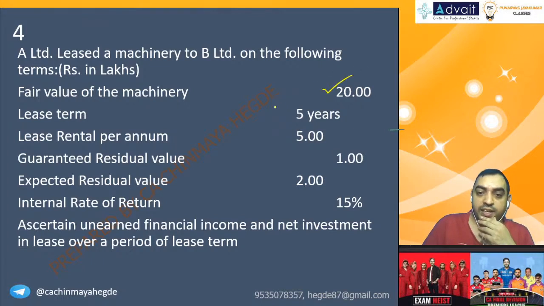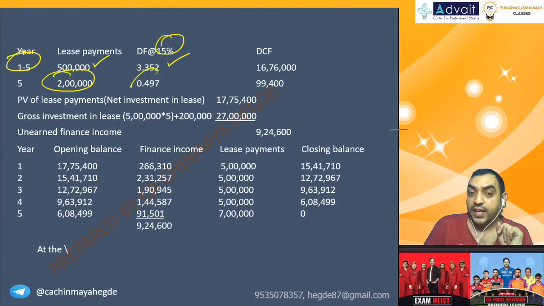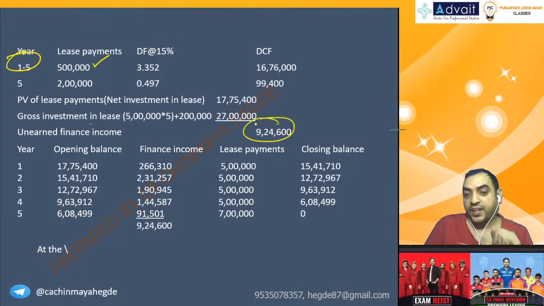Fair value of the machinery 20 lakh, lease term 5 years, lease rental 5, guaranteed residual value 1 lakh, expected residual value 2 lakh, internal rate of return 15%. So annually 5 lakh, for 1 to 5 years, discounting rate 3.352. Last year, not guaranteed and guaranteed, total residual value 2 lakh, last year discounting factor you get, and sum it up. Sum of these two you get 17.75 lakh, and gross investment in lease 27 lakh, and the difference between those two is called unearned finance income.